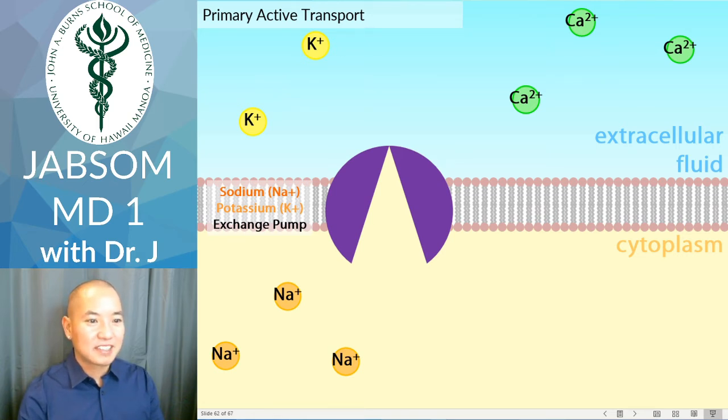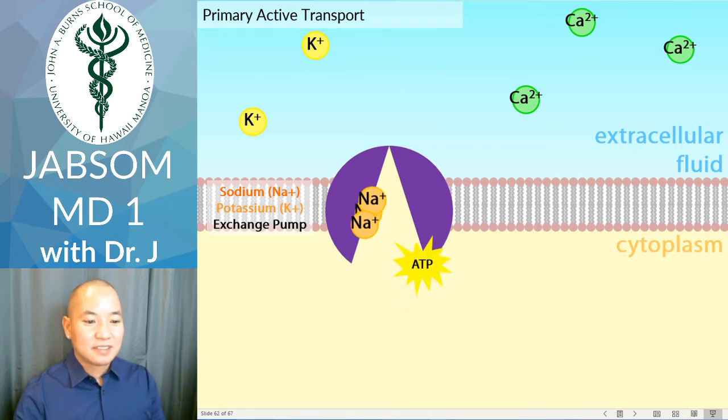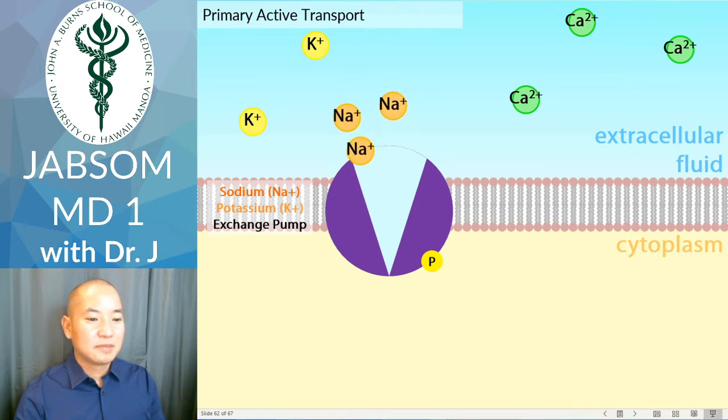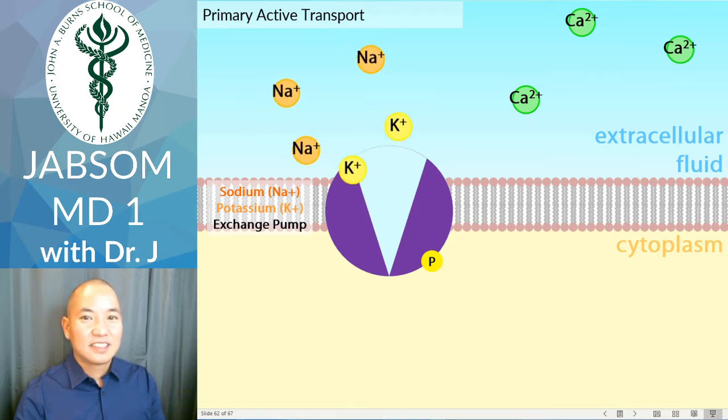Okay, so the thing about digoxin, remember primary active transport, the sodium-potassium exchange pump is a form of primary active transport because it requires ATP to do its functions. So again, per ATP, you have 3 sodium being pumped to the outside and 2 potassium being brought toward the inside.